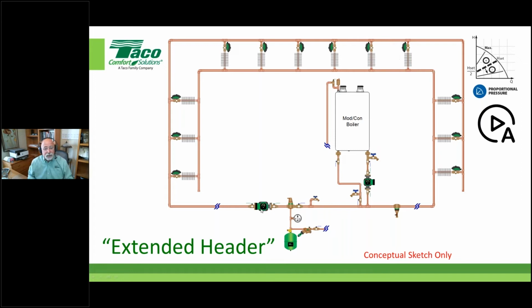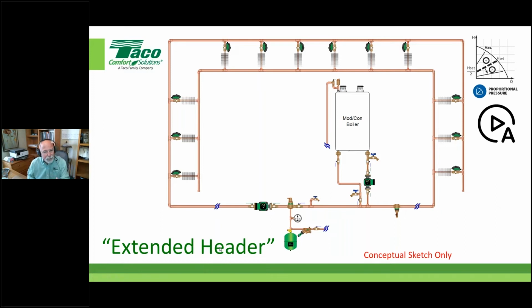Okay, you have the ability for an ECM to balance its overall flow, but that's been misunderstood, and they think that these things balance themselves. You still have to take into consideration the balance from zone to zone, and in this case, I'm showing it in reverse return, which tends to help quite a bit. So again, I'm in automatic mode. I'm in proportional pressure. I'm in extended header.